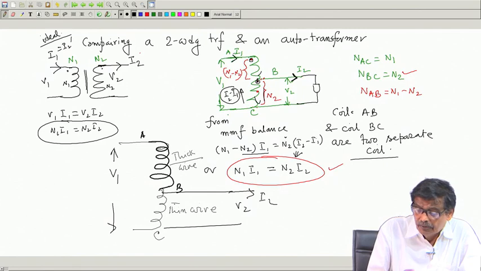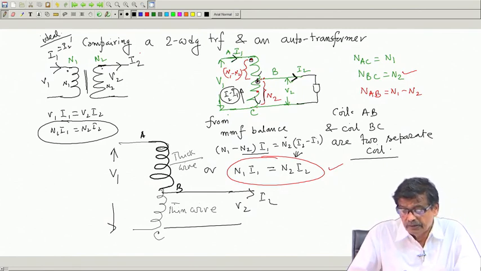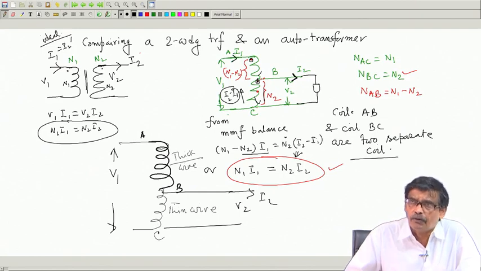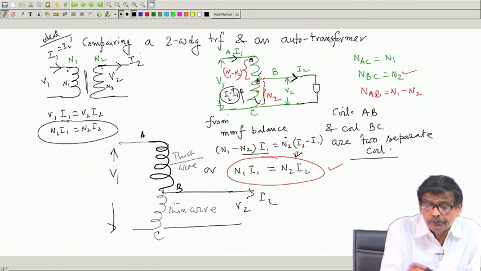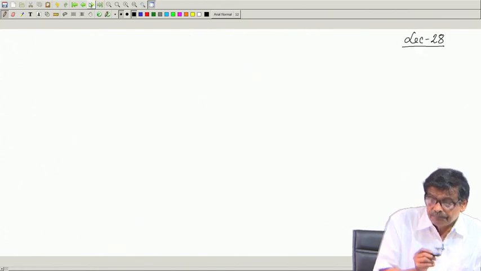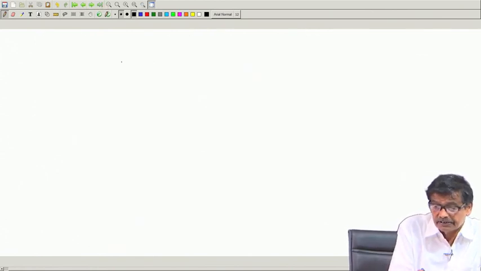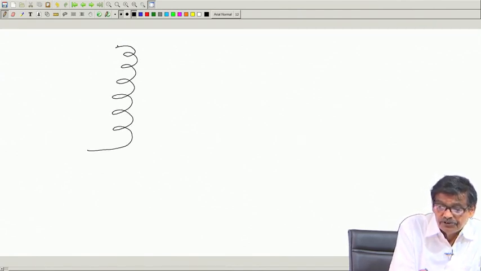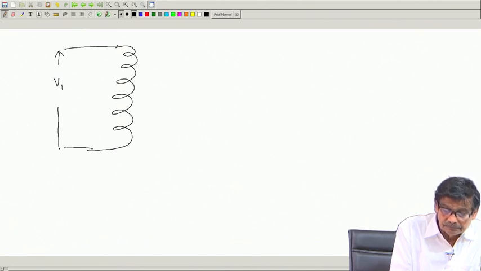Now, today we will try to find out some estimate of how much copper will be saved. Copper saved means volume of the copper. So, we start with this. I draw the transformer once again. This is the auto transformer which steps down the voltage V1, AC voltage.